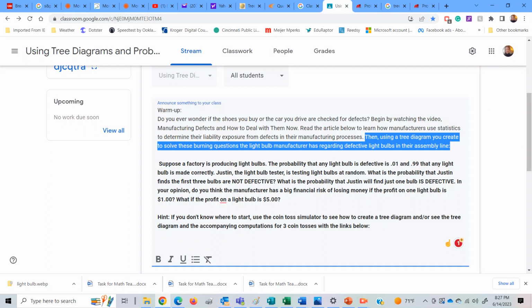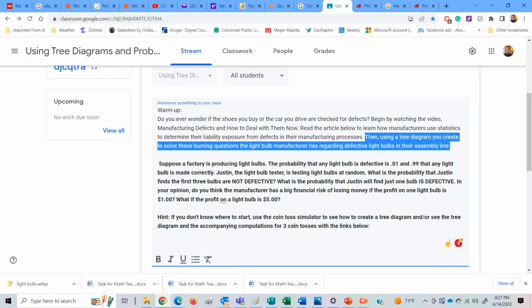So the word problem goes on. Justin, the light bulb tester, is testing light bulbs at random. What is the probability that Justin finds the first 3 bulbs are not defective? And that's an open-ended question, so it gives them an opportunity to think about it. And then the other open-ended question is, what is the probability that Justin will find just 1 bulb is defective?